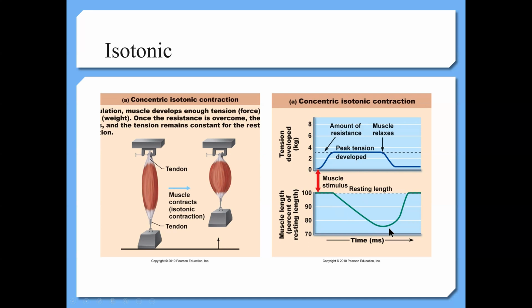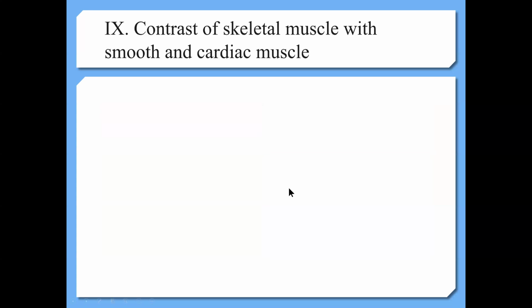So this is isotonic. Make sure you know the difference between isometric and isotonic. Isometric is you pushing against the load, generating maximum tension in your muscle, but the load does not move, so the muscle does not shorten. Isotonic, you pushing against the load, the maximum tension is generated, you are able to move the load, and the muscle shortens. So that's a good differentiation.